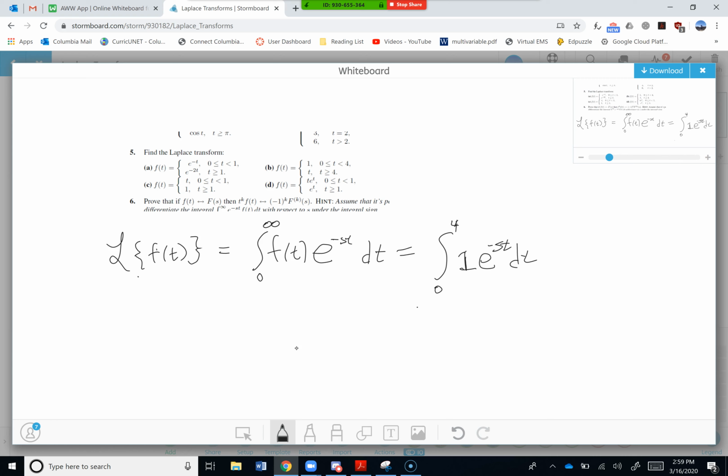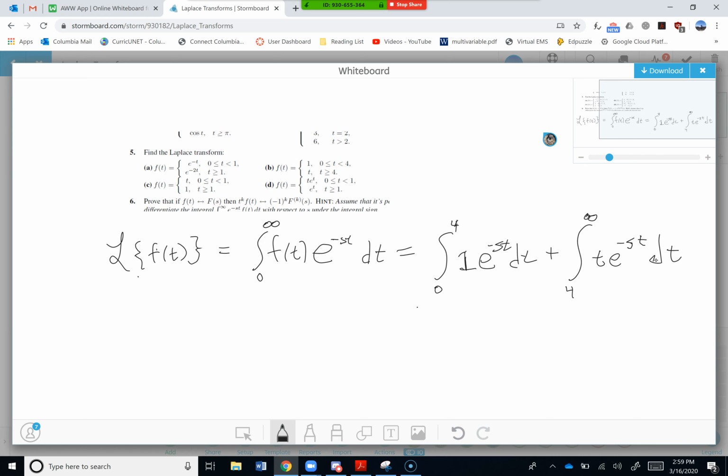And then to that I need to add the rest of the integral, which is going to be from 4 to infinity of t e to the minus st dt.